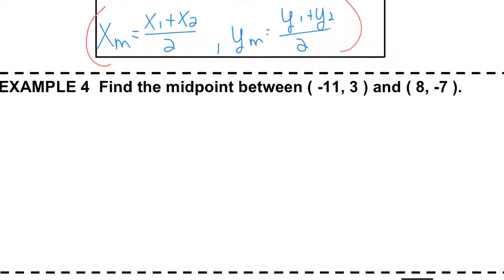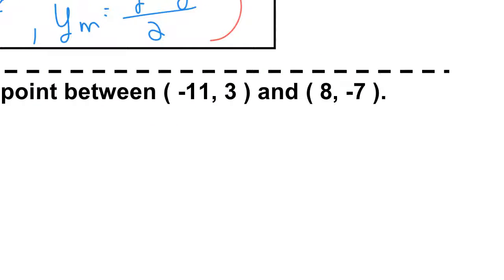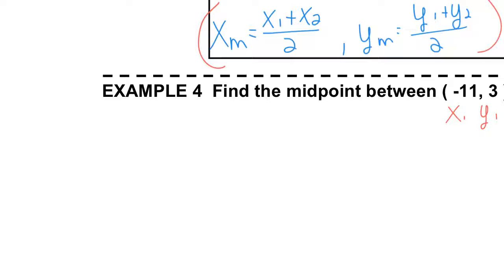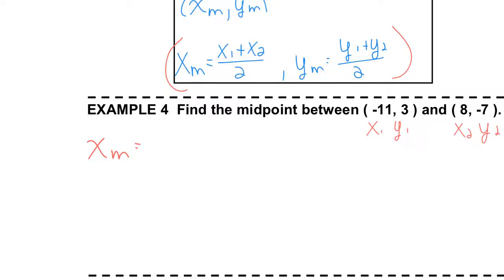So example number 4 says find the midpoint between -11, 3. I'm going to call that x1, y1. And 8, -7, x2, y2. Now we just find the midpoint. Let's throw it in. So I'm going to find the x first. Really doesn't matter. See, my x values look like -11 and 8.